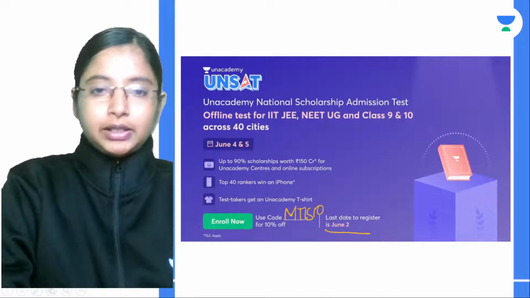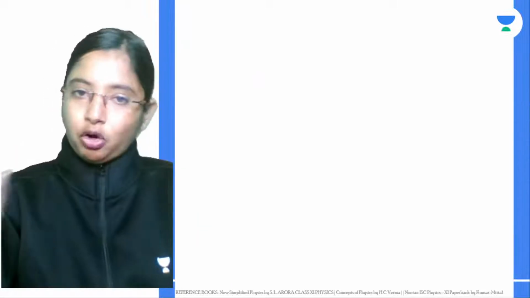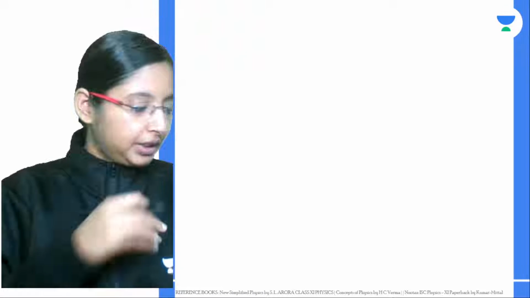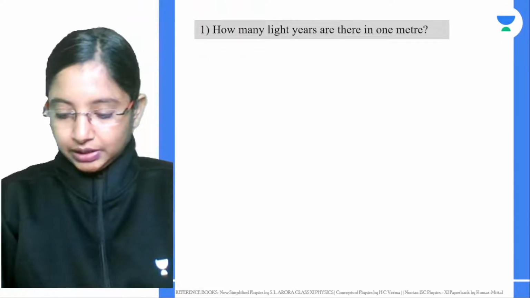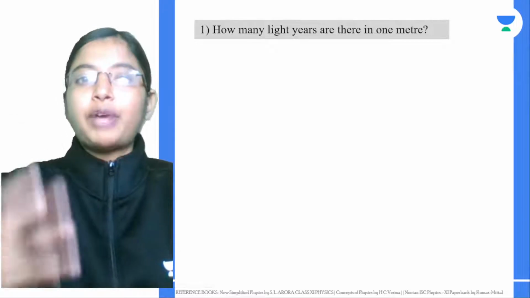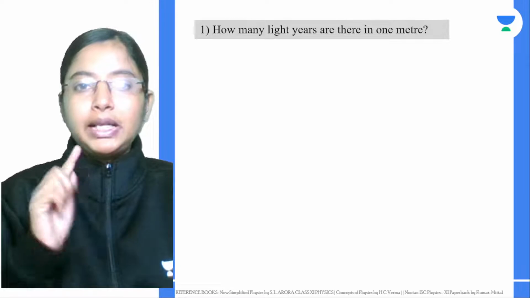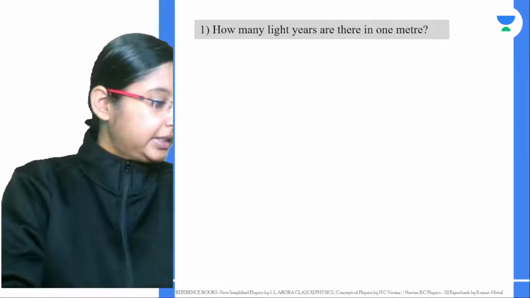Okay, and today's class we are going to just do numericals. So I hope you've understood the concept well. So let's try doing this on a question and answer basis so that you know how to do this question. The first question is, because in the first unit we learned about fundamental quantities and derived quantities, right? Based on the fundamental quantities, how many light years are there in 1 meter?